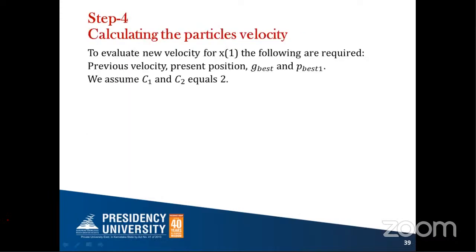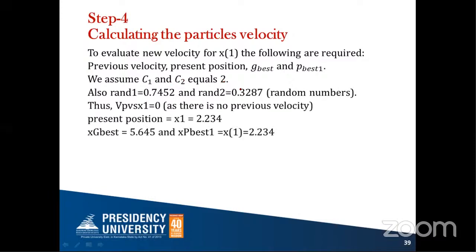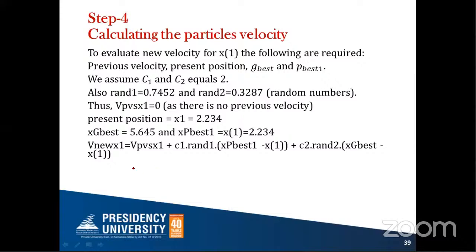Let us go to the equation once again here. Let us assume C1 is equal to 2 and C2 is equal to 2. Random numbers you can assume. Here is the equation. The initial position and initial velocity is equal to 0 for every case. For the first case, let us assume I am calculating the velocity. Velocity is equal to initial velocity, which is 0, plus C1. C1 is equal to 2, times a random number from 0 to 1. Let us consider the random number is equal to 0.7452.